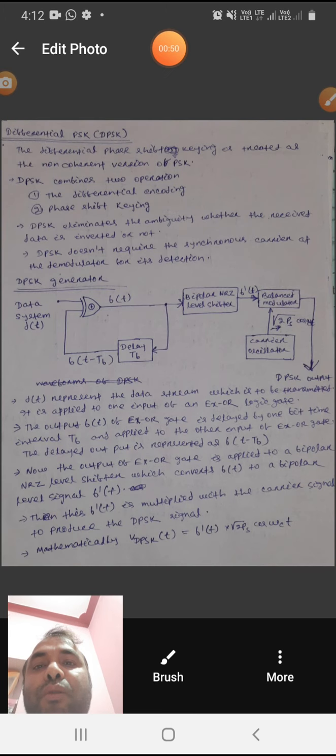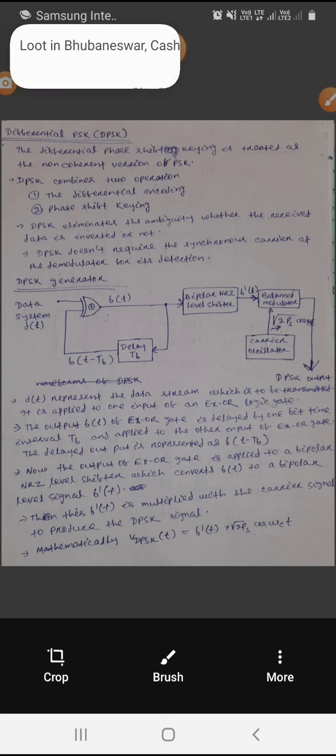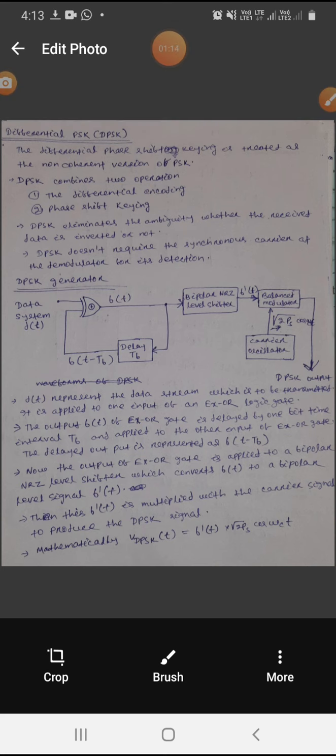Now when we are talking about differential PSK, that is DPSK, this is a non-coherent version of PSK, and this DPSK combines two operations. One is differential encoding and the next one is phase shift keying. DPSK helps in understanding whether the received data is inverted or not. And in DPSK it does not require a synchronous carrier or demodulator for the receiving or detection of the signal.